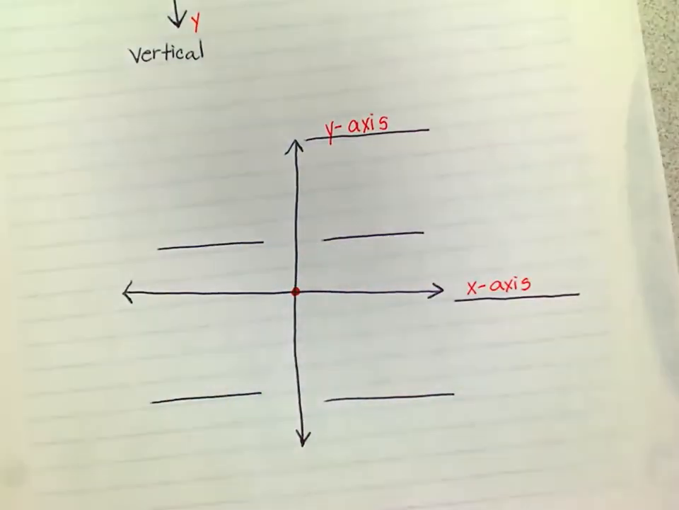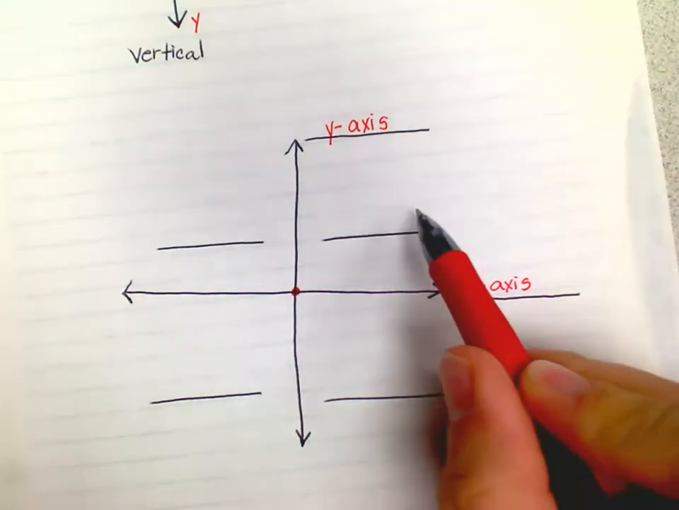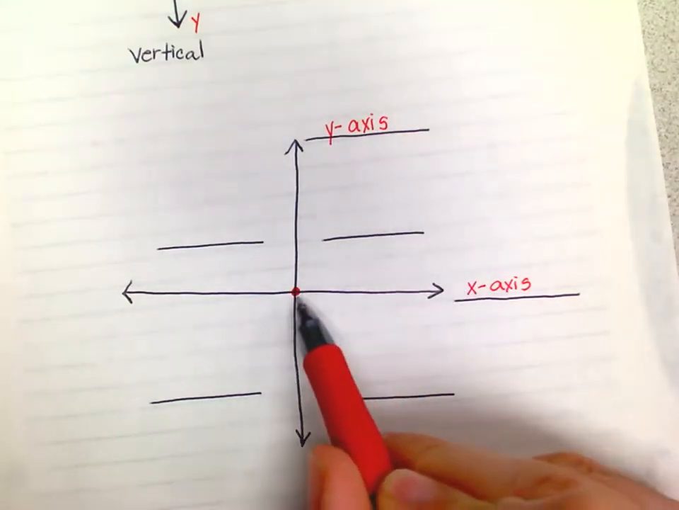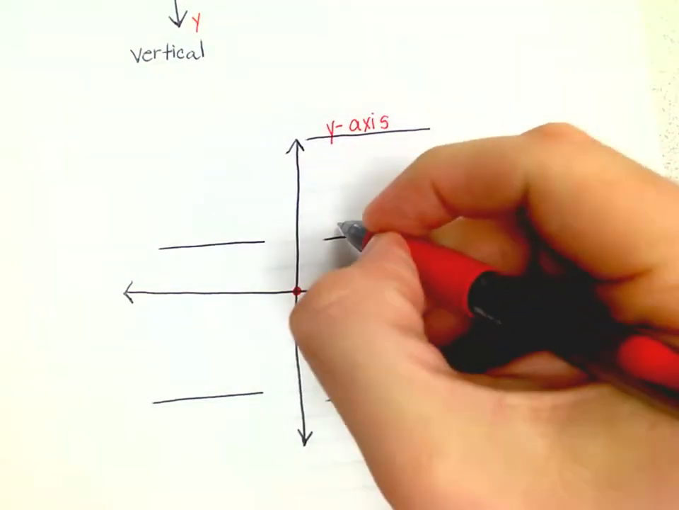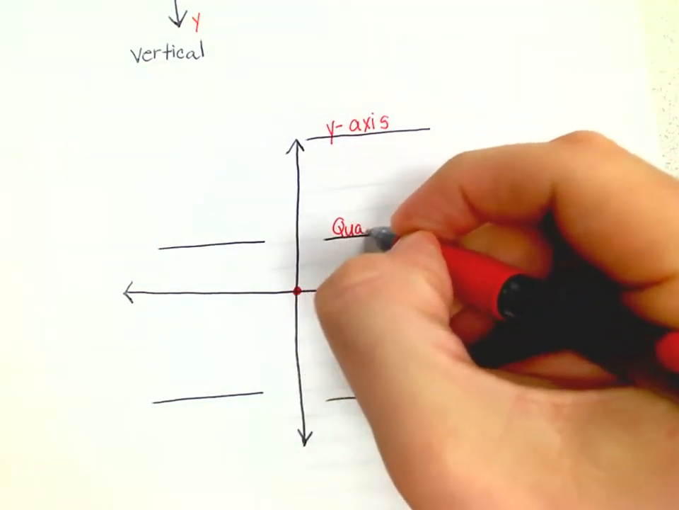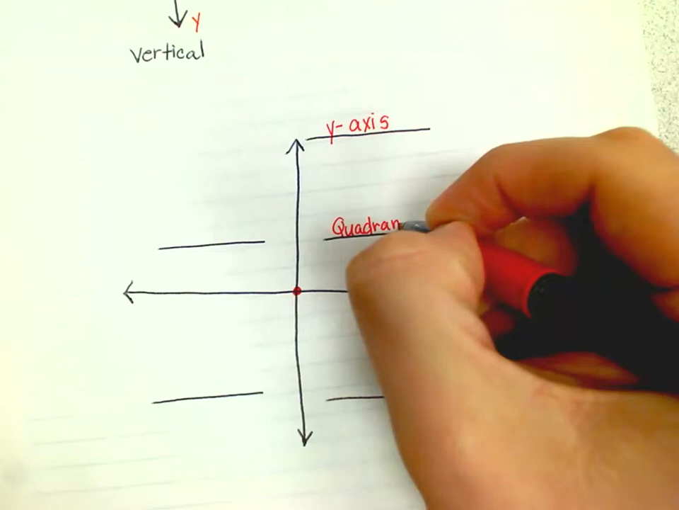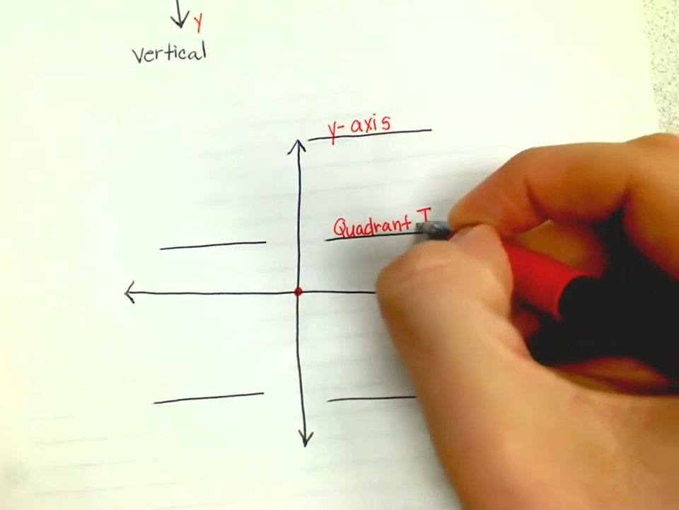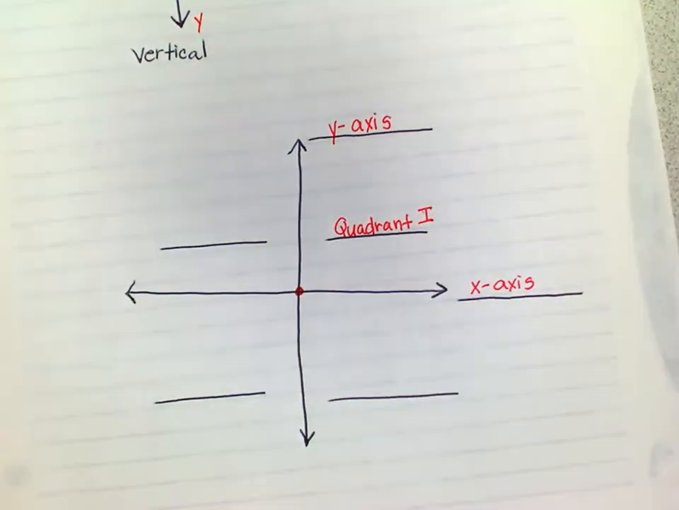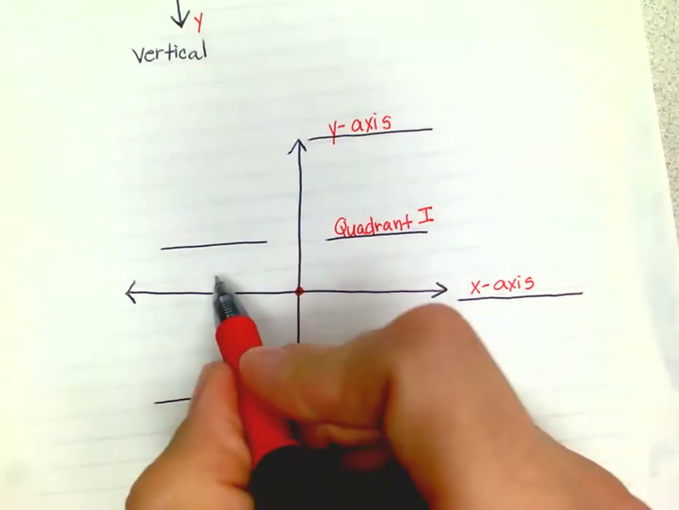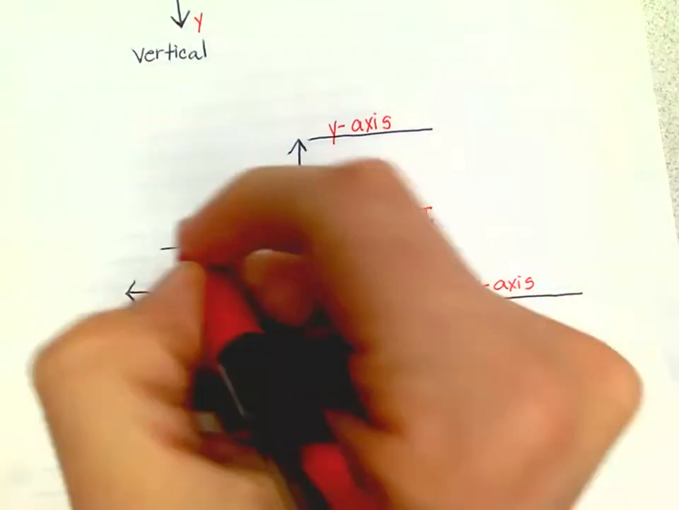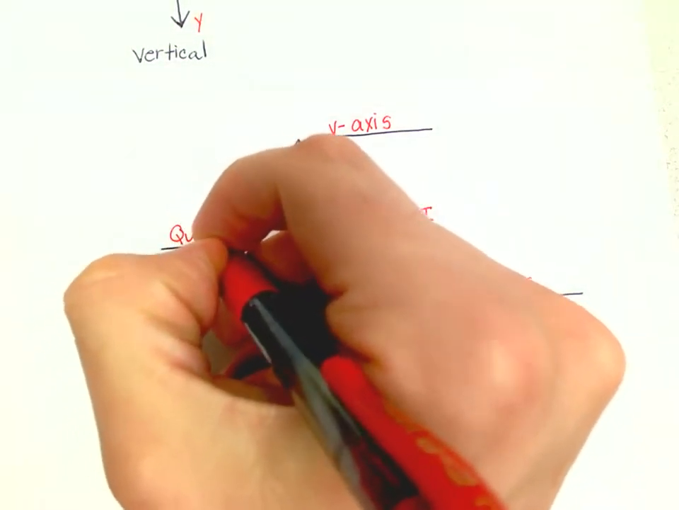So let's go through and label what these are called so they can familiarize and be able to name what these are when asked. So this first part right here, let's refer to this as quadrant 1. And usually people write these as Roman numerals. So quadrant 1. To the left of it, let's call this quadrant 2.